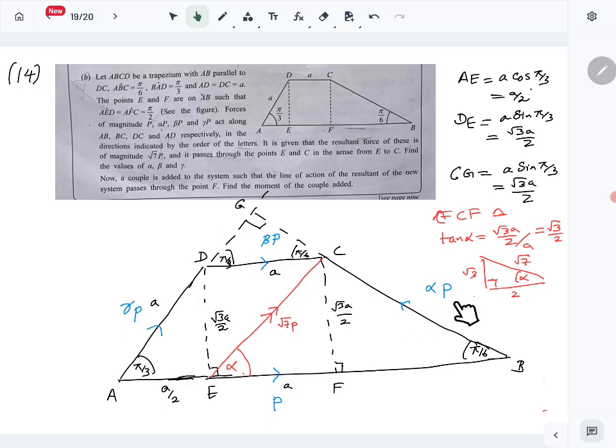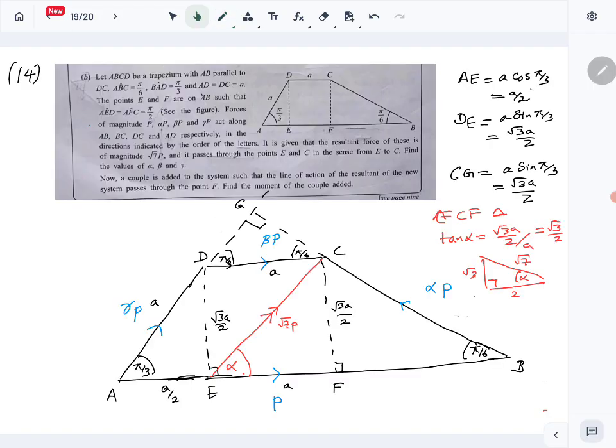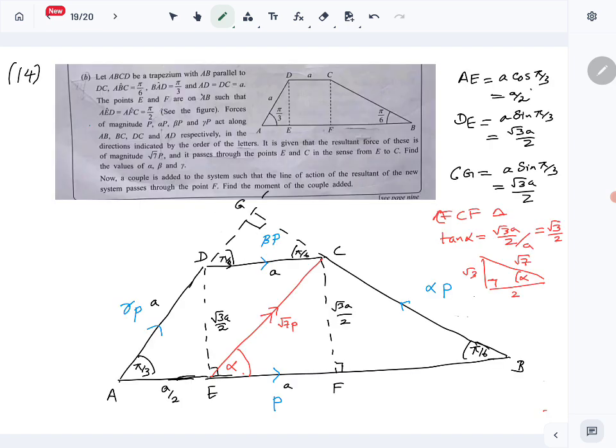Then from this one, alpha P, the horizontal component is alpha P cos pi over 6 in the negative direction. So you get minus alpha P cos pi over 6. Then this one done, this one done, this one. Gamma is 1, so gamma P is just P. What is the horizontal component? It is P cos pi over 3, in the positive direction. So plus P cos pi over 3 equal to the horizontal component of the resultant.